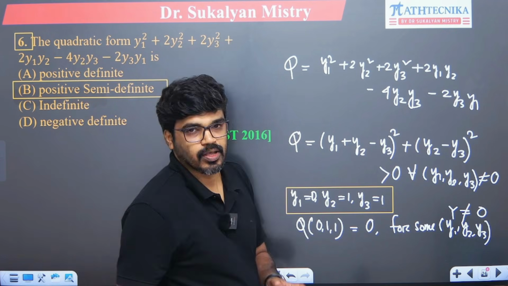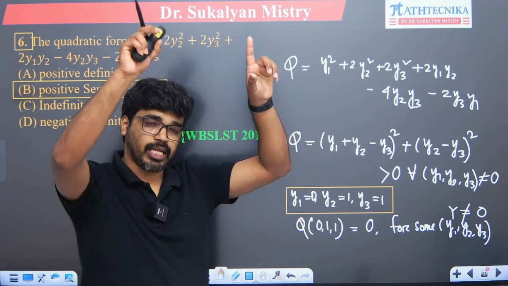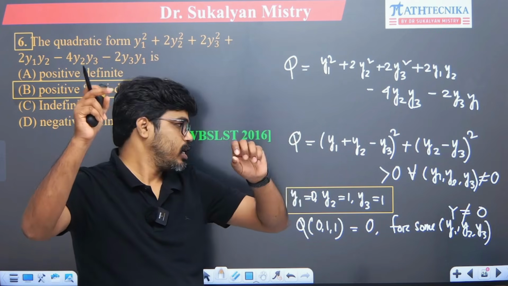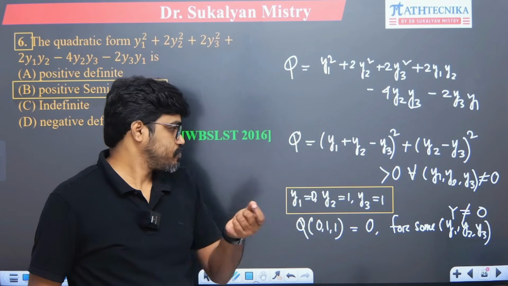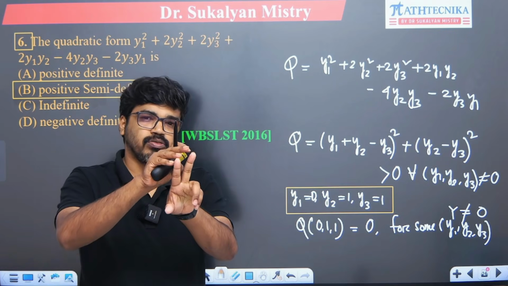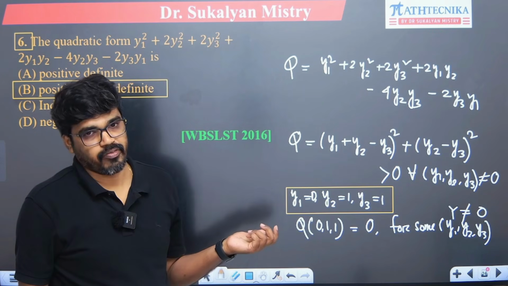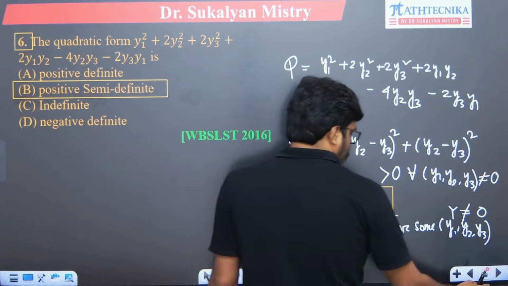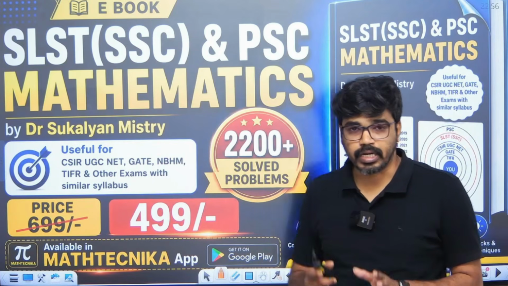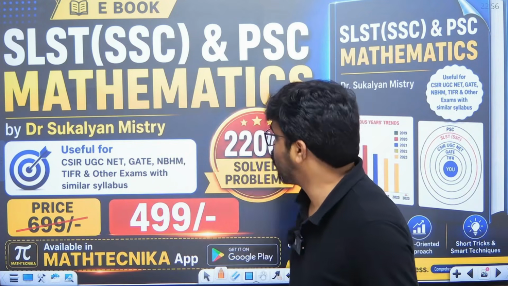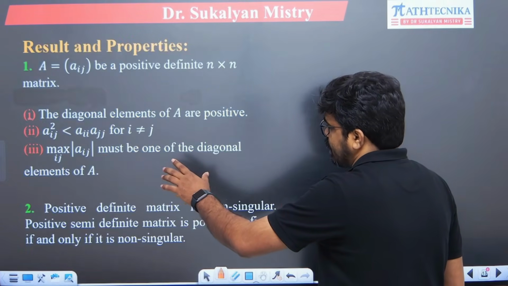Clear? Okay, or we can also calculate, just find out the associated matrix, find the eigenvalues. We see that suppose two eigenvalues are positive and there is one zero eigenvalue, then it is positive semi-definite. Clear? Okay. So this is the overall concept of real quadratic form. So the most important result is this.